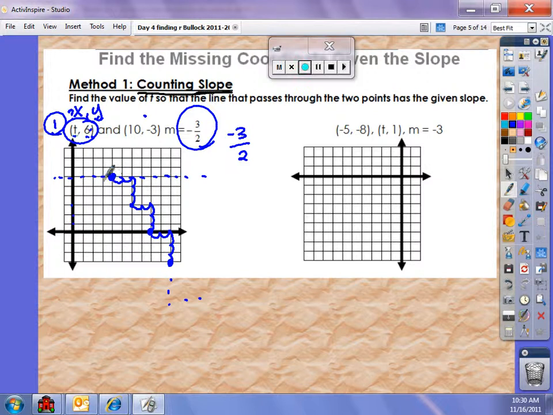The x value is 4. So in this case, t is 4. This ordered pair was (4, 6). So down 3/2, down 3/2, down 3/2. Notice I got to my point. So the missing value was 4.